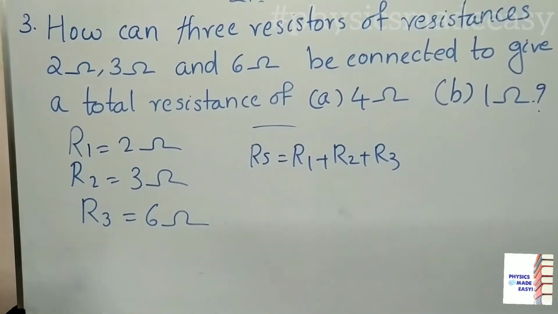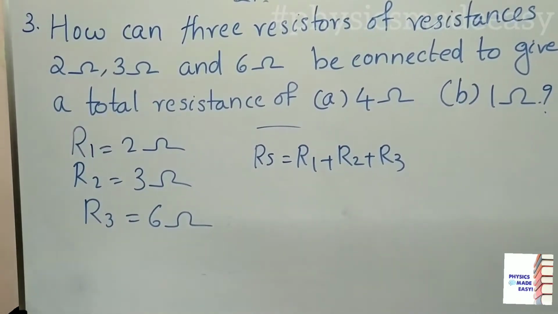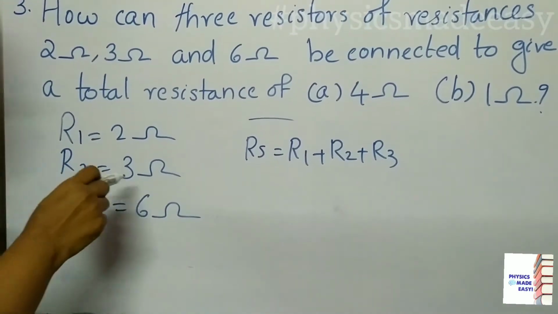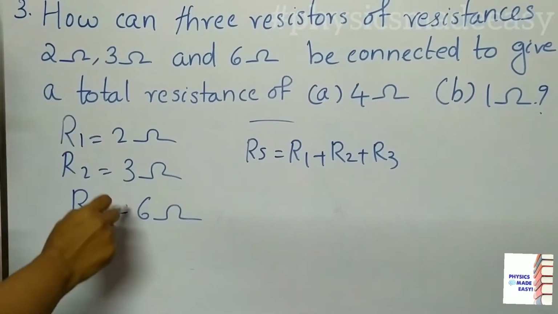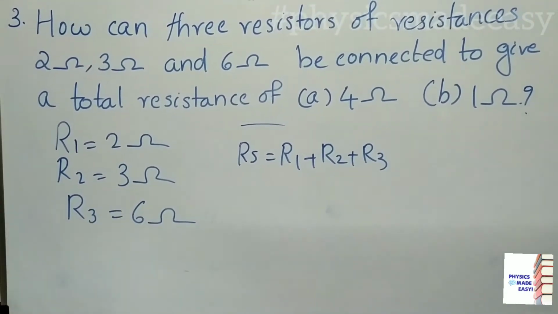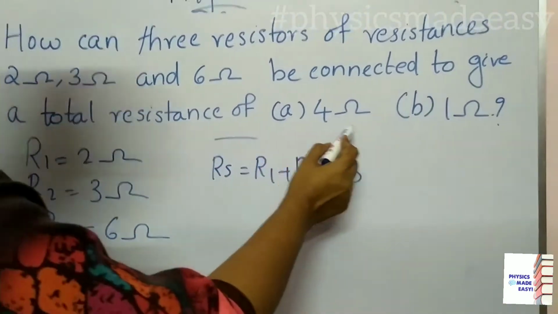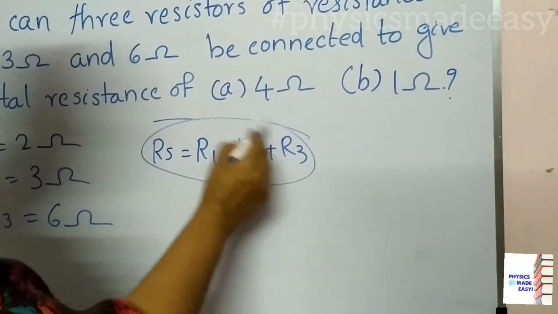In series combination, the effective resistance should be greater than the greatest value of resistance connected in series. Here the greatest value, if you are comparing, will be 6 ohm. So here the effective resistance should be greater than 6 ohm. That is not given here, so no need to do this.